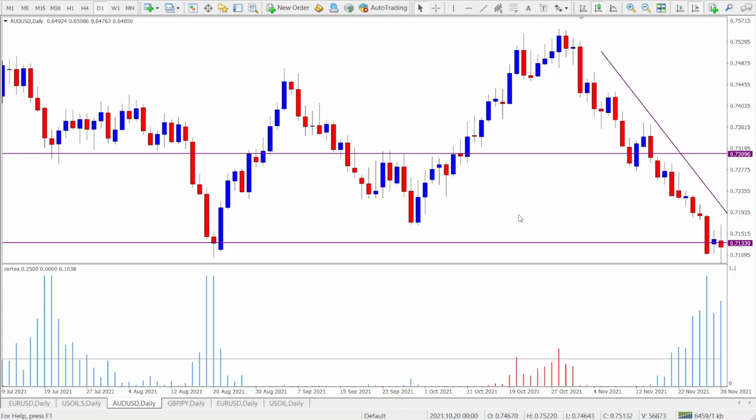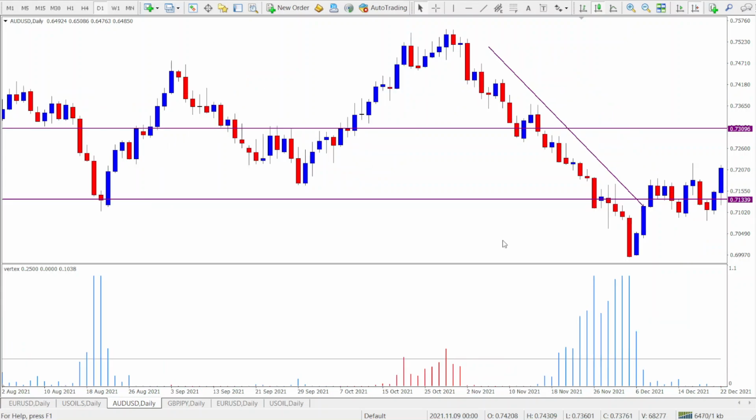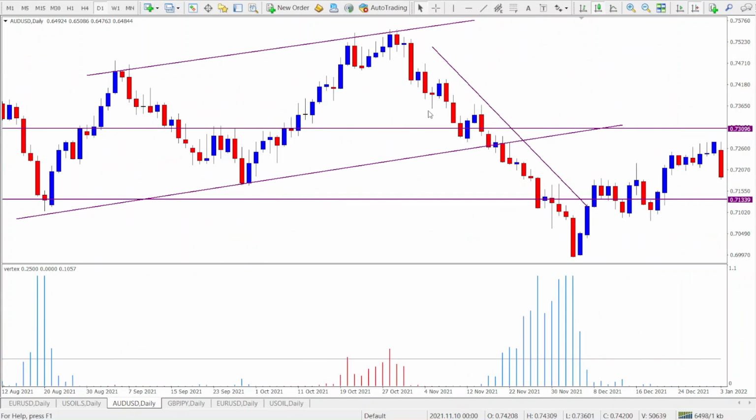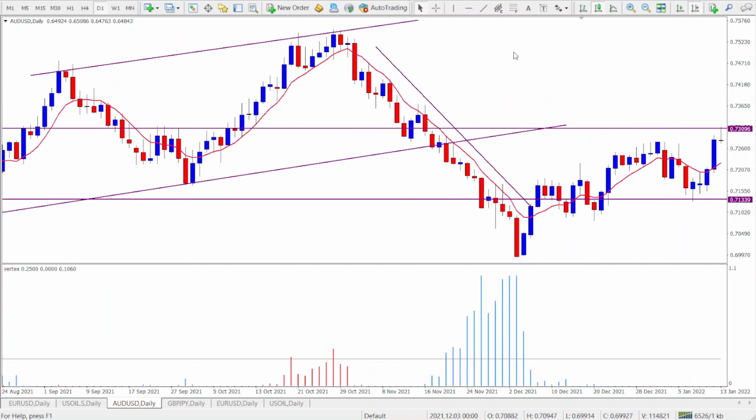And then it's important that you always confirm your entries, confirm your exits. Make use of trend lines, make use of horizontal support and resistance zones. They play very important roles. And then you can also decide to confirm your signals with other indicators. For example, you can decide to add a moving average for confirmation.